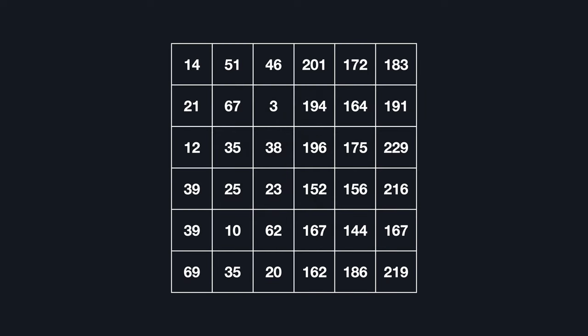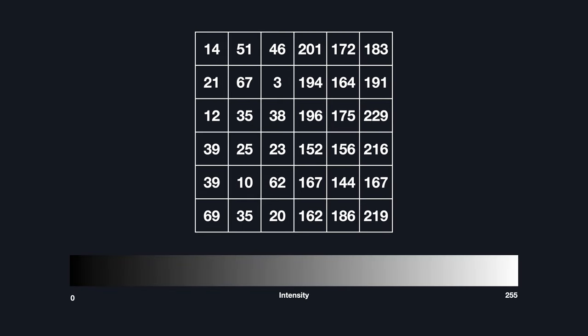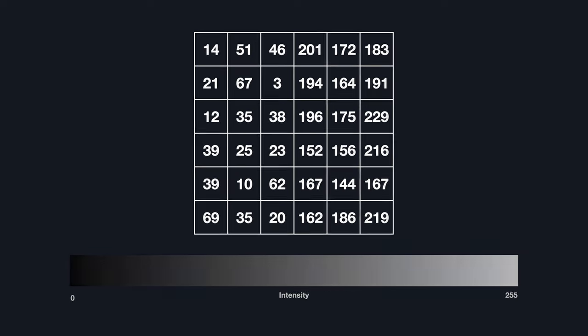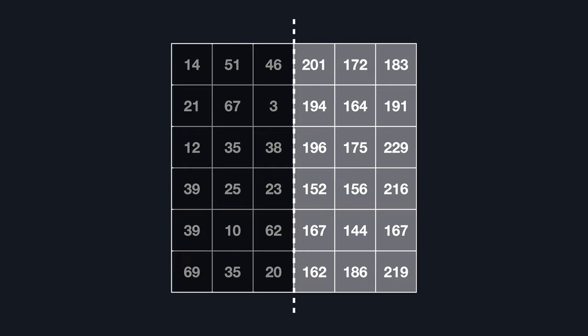Now imagine that these values represent the intensity of different pixels in our image. There's no RGB values here. It's just intensity values ranging from 0, black, to 255, white. Now, visually, we can see that there's a big difference in the intensity values along this line, so it's a pretty clear sign to us that we have an edge here. Now, let's see how we can make our code find it.